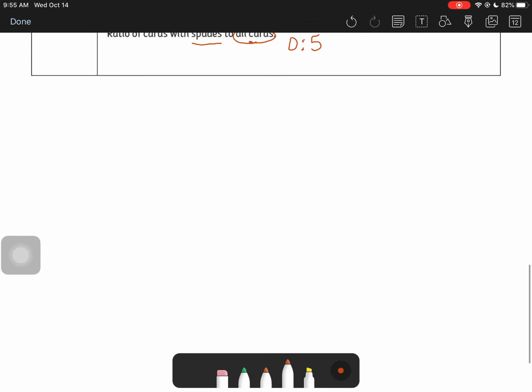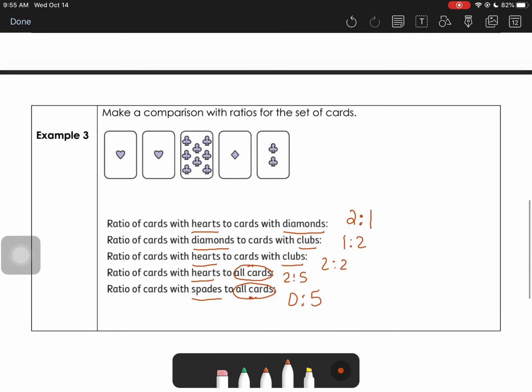In our next example, that looks like it's it. So we will work some more on the assignment.